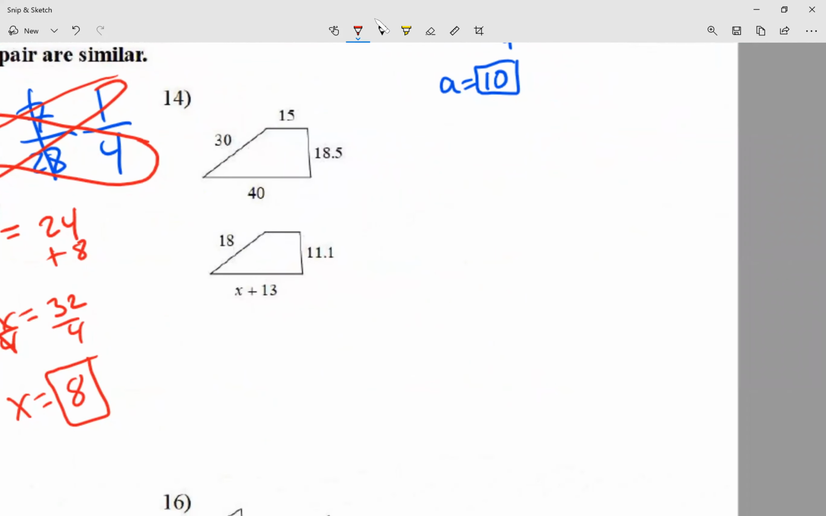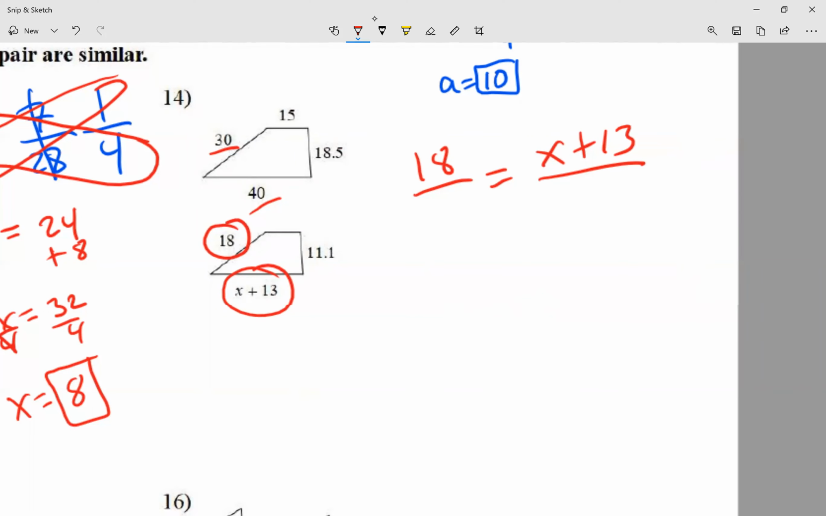Looking at number 14, I'm going to choose the x plus 13, which is corresponding to 40. I don't want to deal with decimals. We could, it's okay to deal with decimals, but I don't really want to. So instead, I'm going to choose the 18, which is corresponding to the 30. Notice how in one figure I circle my numbers, and in the other figure I underline the corresponding parts. So I'm going to do 18 and then x plus 13.